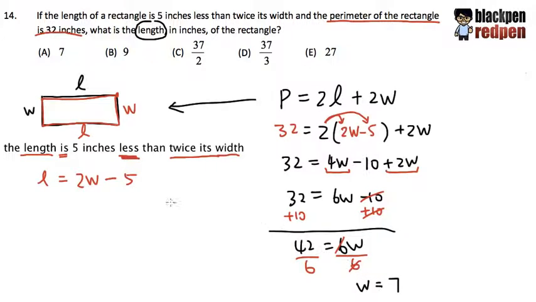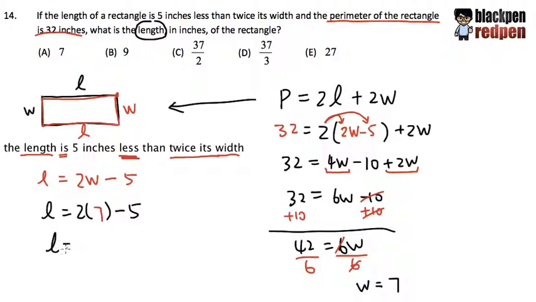Why? Because we know the connection between L and W. L is equal to 2 times W minus 5. Now we know what the W is. It's 7. So I'm going to plug in 7 into this parentheses, and then based on this connection, we will have to subtract 5. Let's go ahead and finish this up, and we can finish this question.